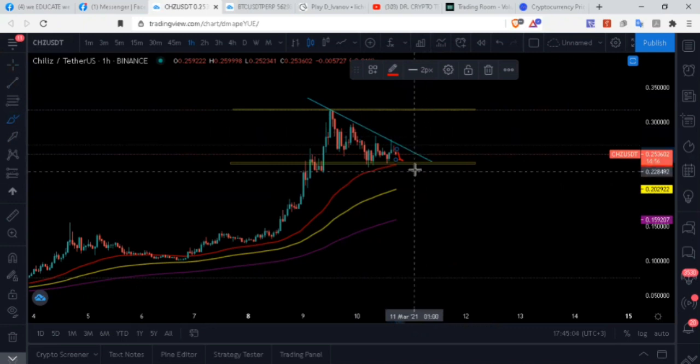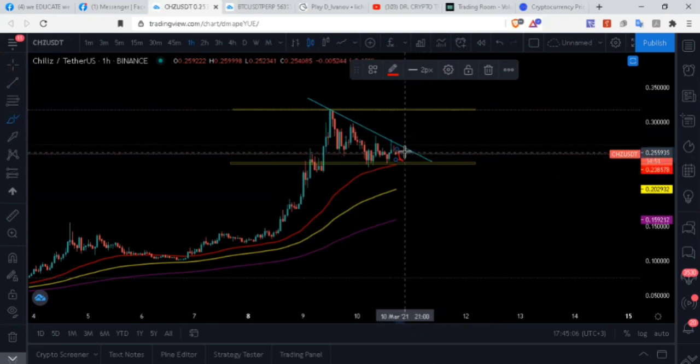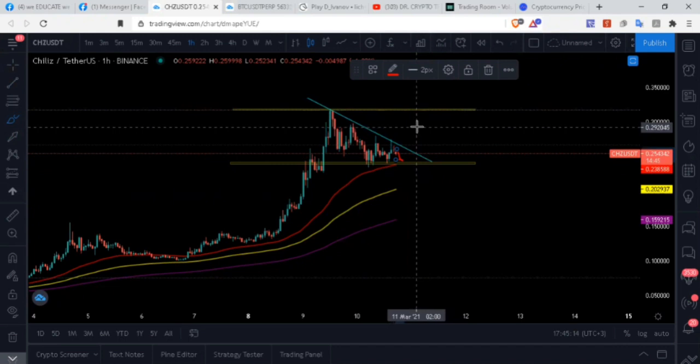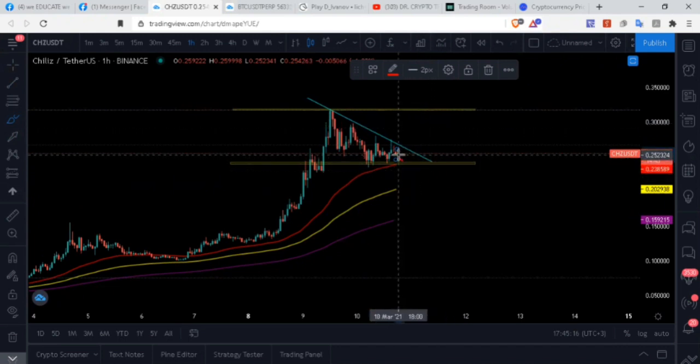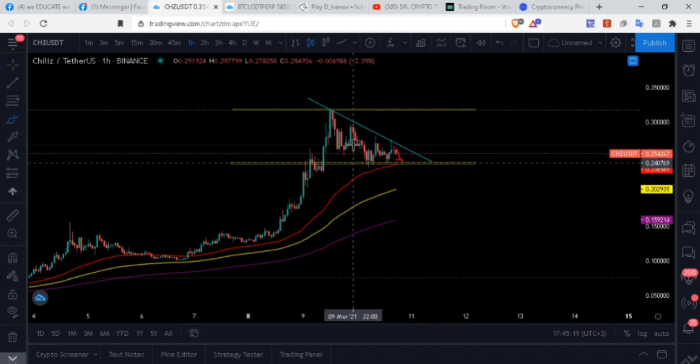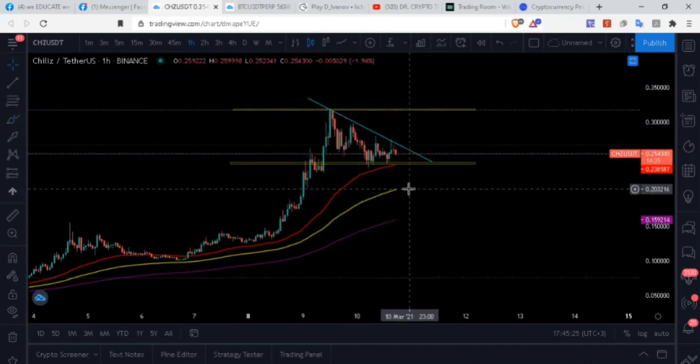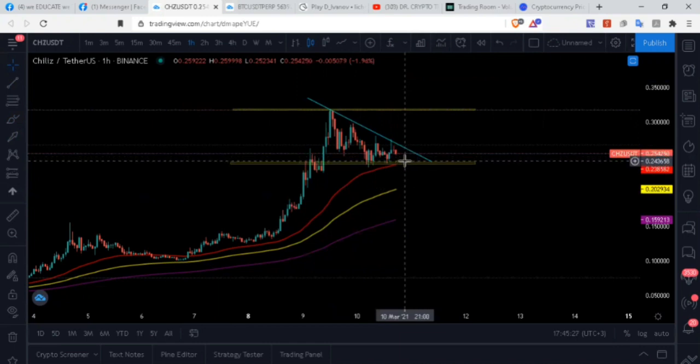So there are two options. You can use this. We will wait for the price to go here, or we will wait for the breakout. So the most recommended here is that we will wait for the breakout, or we will wait for the retracement here.